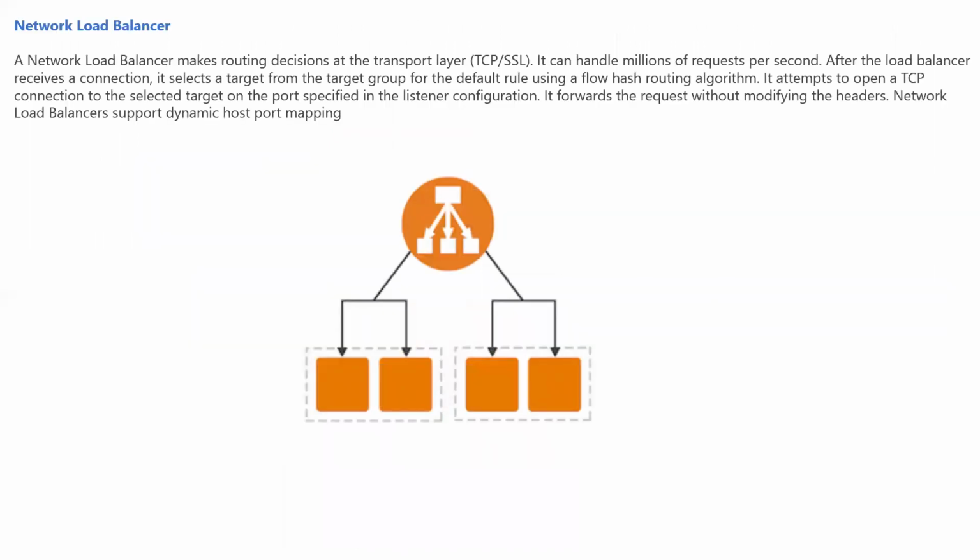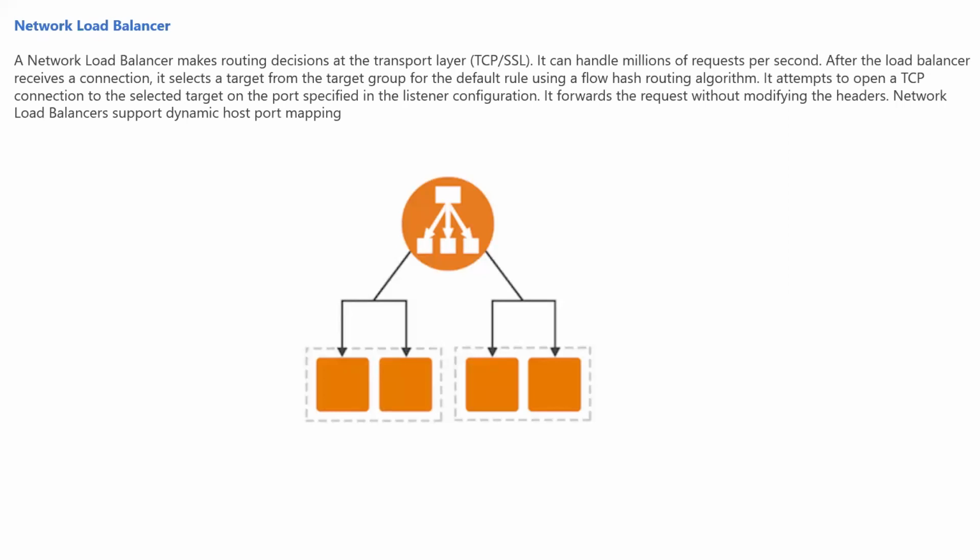So what is this network load balancer? The network load balancer makes routing decisions at the transport layer. It verifies the IP addresses before getting into the application content. It makes the routing decisions at the transport layer itself. It can handle millions of requests per second. After the load balancer receives the connection, it selects a target from the target group for the default rule using a flow hash algorithm. It attempts to open a TCP connection to the selected target on the port specified in the listener configuration. It forwards the request without modifying the headers. The network load balancer supports dynamic host port mapping.